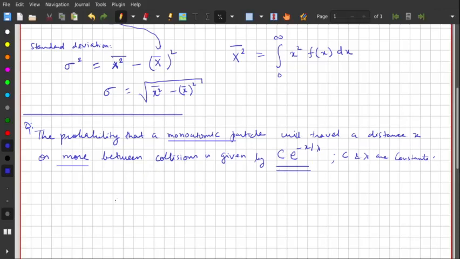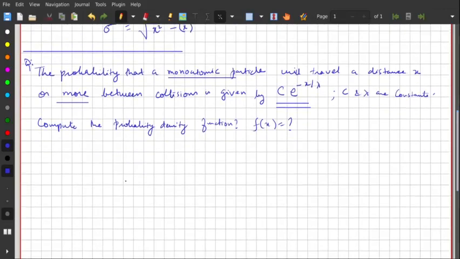So the question is, compute the probability density function. That means we have to find f of x.